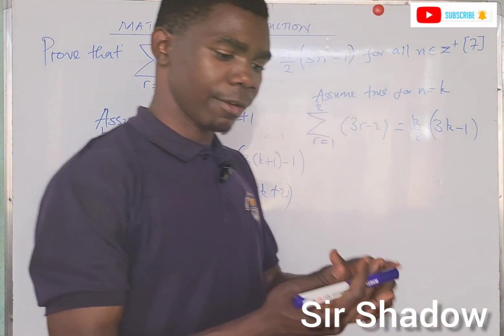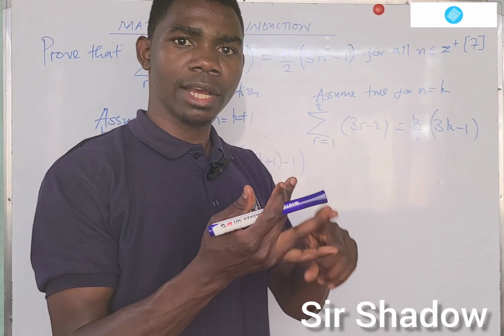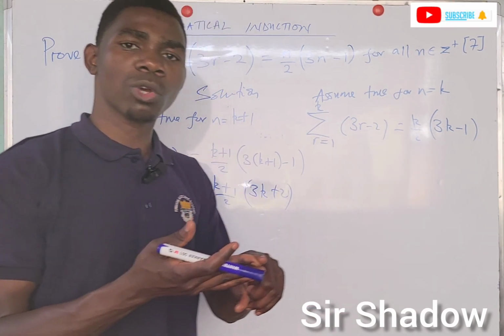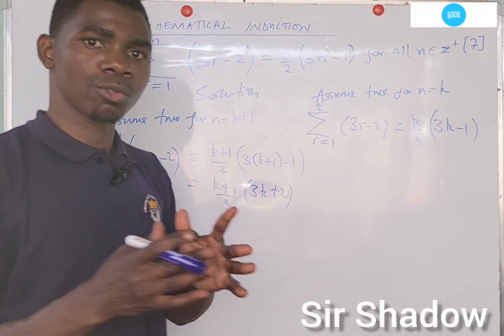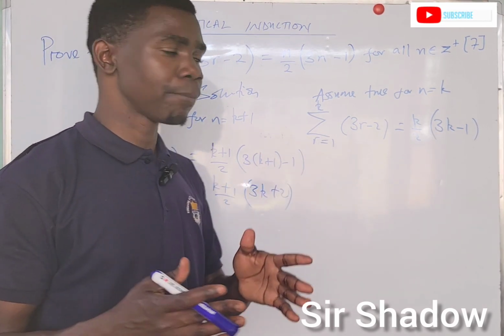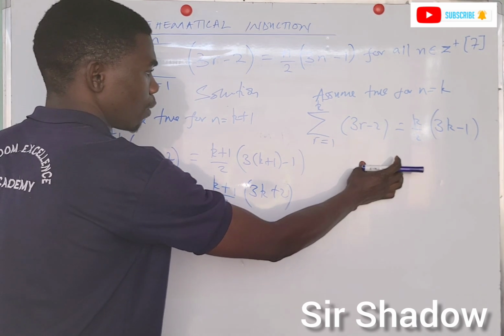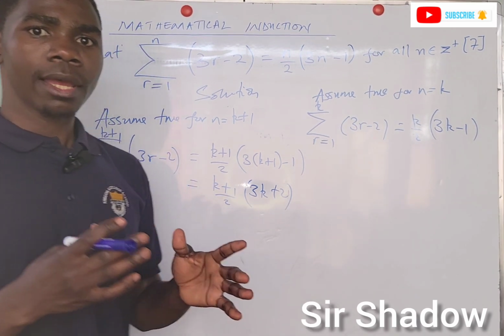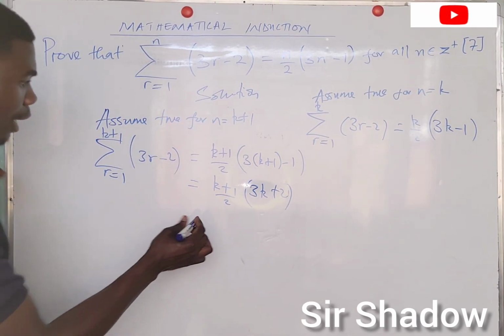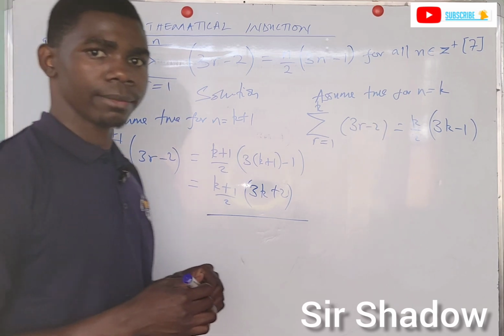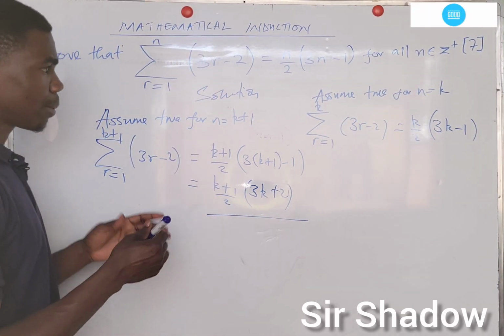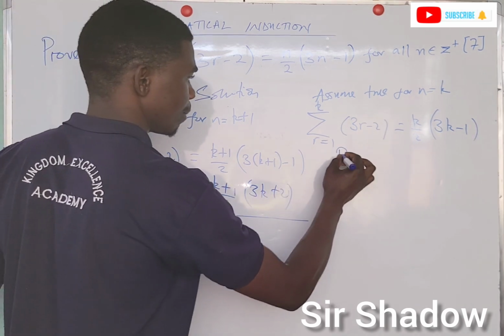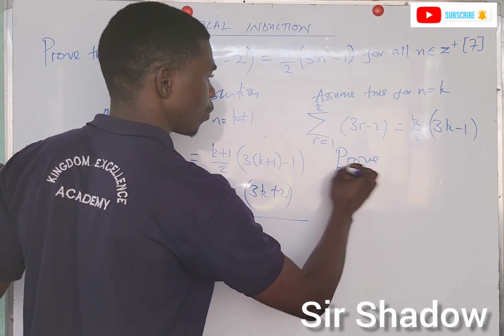We have assumed true for n equals 1, n equals k, and also n equals k plus 1. Whenever we are done with those three steps, we have to move on to the proof stage. After proving, the answer should be equal to this answer. So on the proof stage, we want to prove.